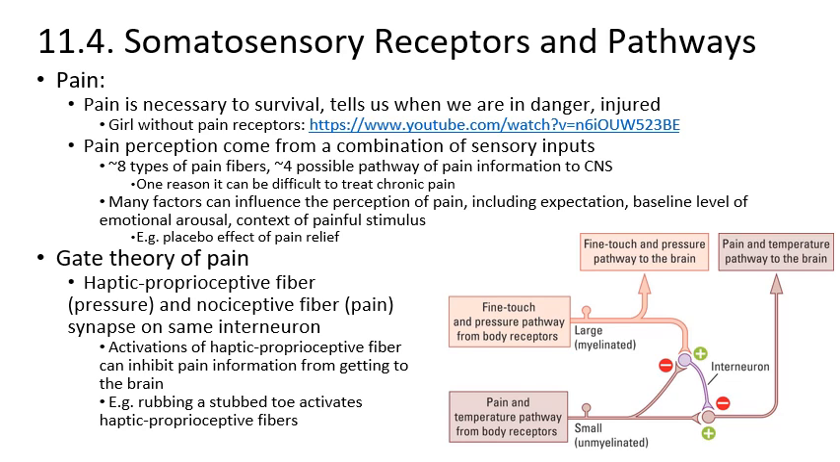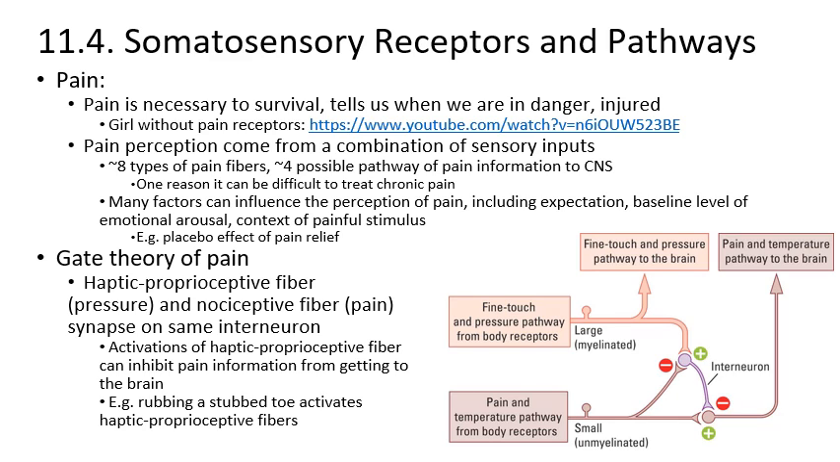It comes from a combination of sensory inputs. There are maybe around 8 types of pain fibers, up to 4 possible pathways of pain information going to the central nervous system. And this is one main reason that it can be really hard to treat chronic pain. Chronic pain, for both doctors and psychologists and psychiatrists, it can be really challenging to have a chronic pain patient because the medications we have are not sufficient, and you get addicted to them, you get used to them. So it really can be very challenging to bring any relief to somebody who suffers from chronic pain.